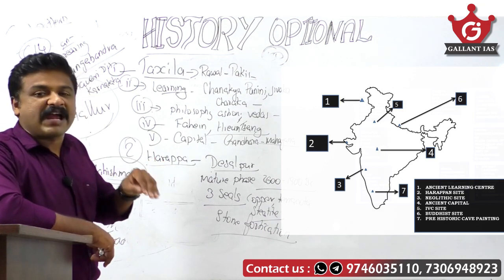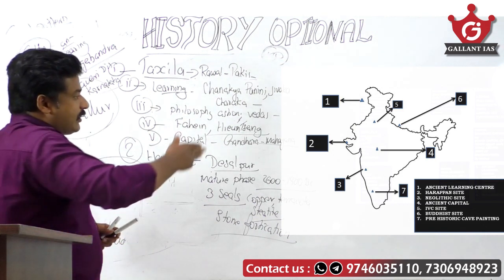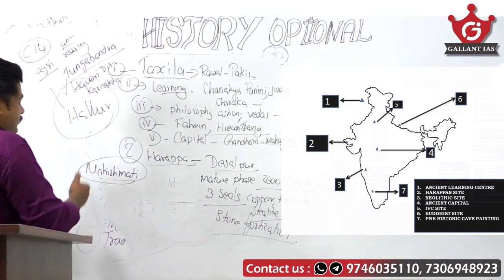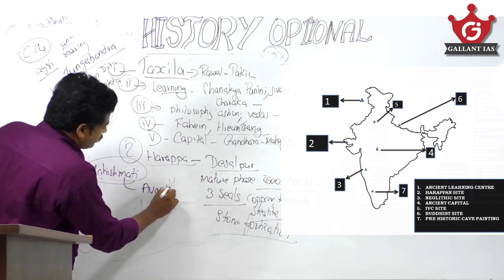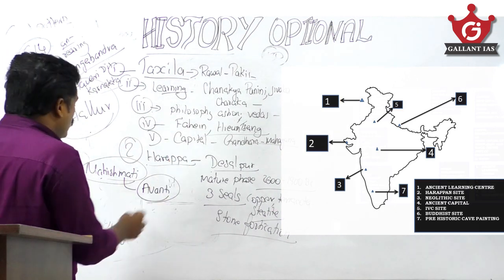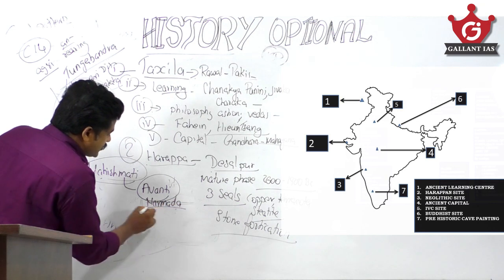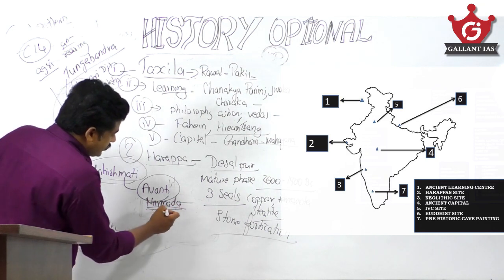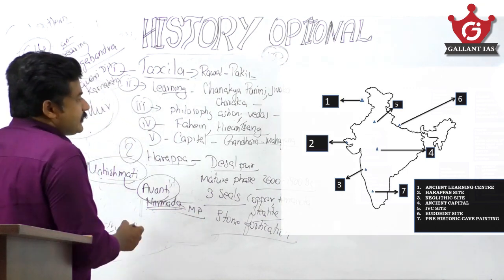Mahishmati was one of the capitals of the Avanti kingdom, Avanti Mahajanpada. Okay, so Mahishmati was the capital of this Avanti. It was the capital of Avanti Mahajanpada on the bank of Narmada river. Some keywords are important so that your answer will be scoring. On the bank of Narmada river, this is in Madhya Pradesh.